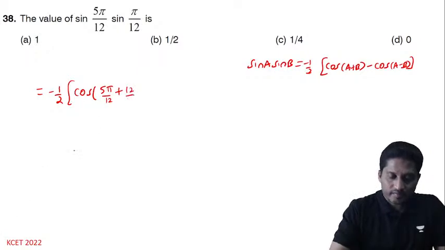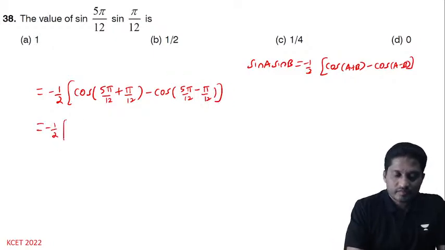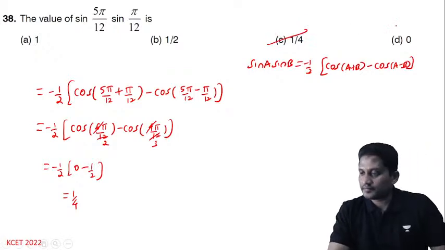Minus cos A minus B, which is 5 pi by 12 minus pi by 12. So this is minus half, cos of 6 pi by 12 minus cos of 4 pi by 12. Cos 90 is 0, cos 60 is half. Minus and minus will be plus. Answer is 1 upon 4. Answer is option C.